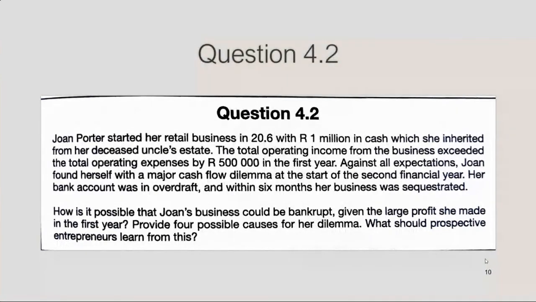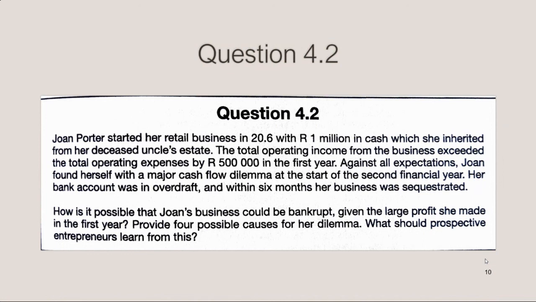So potentially what could have happened is Joan might have sold all of her things to her customers on credit, which was the income, and they haven't paid her yet. But she might have paid all her expenses in cash. So what that means is she paid cash, but she hasn't physically received cash.